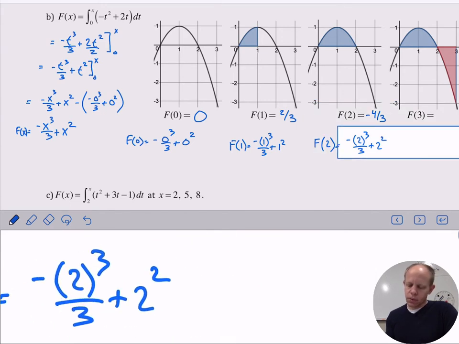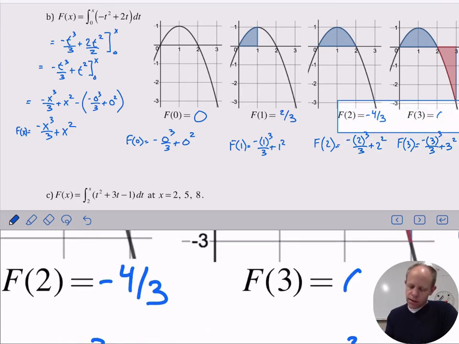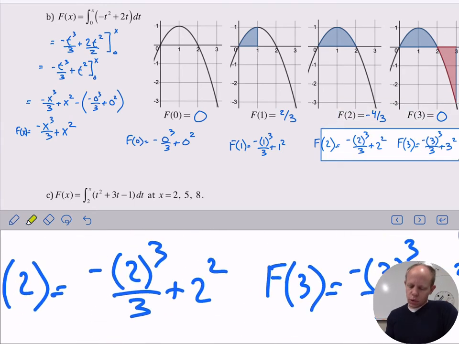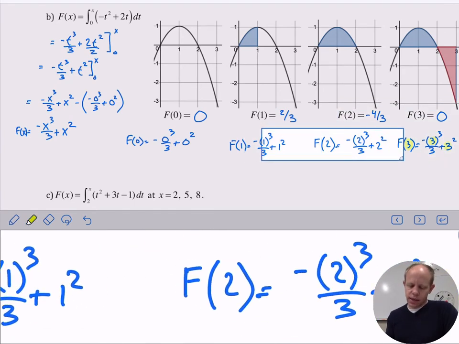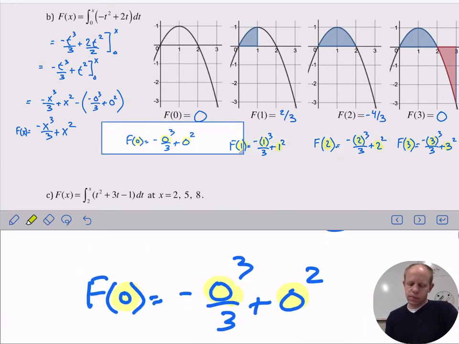And finally, capital F at 3. We're going to have the opposite of 3 cubed over 3 plus 3 squared. And so negative 27/3 plus 9, hey, that's negative 9 plus 9, and so that does equal 0. All right, so again, a real quick way to calculate these antiderivatives at all of these different x values.